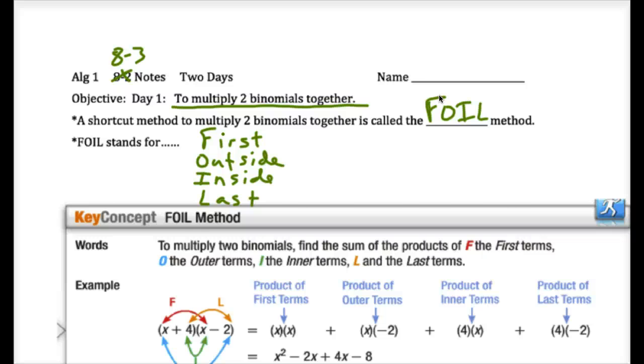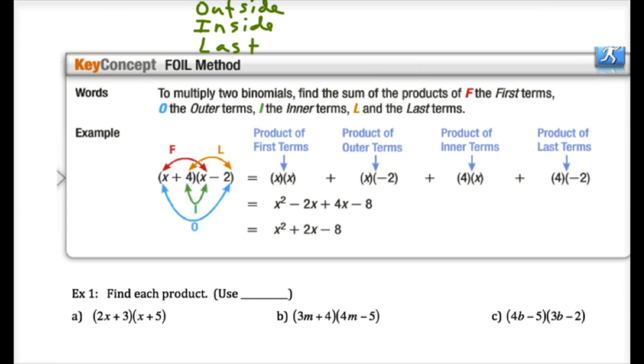Here's the screenshot from the book. It makes a little heart. To multiply two binomials together, find the sum of the products of the first terms, the outer terms, the inner terms, and the last terms. Here's how you multiply two binomials together. You use FOIL. It's pretty cool.